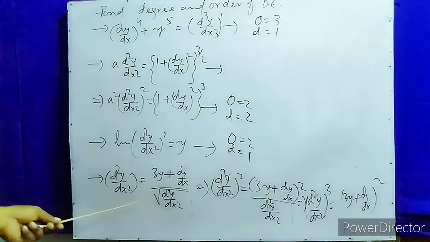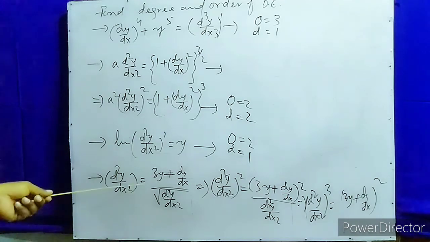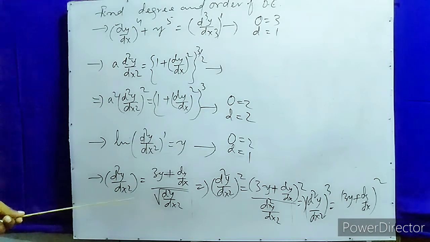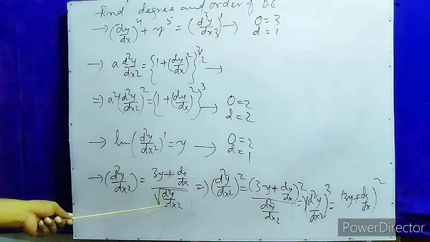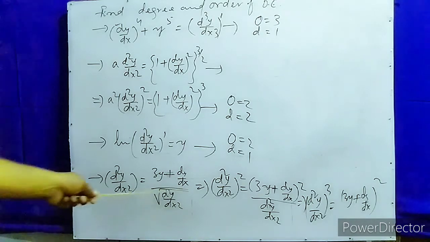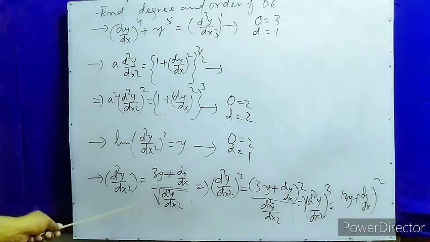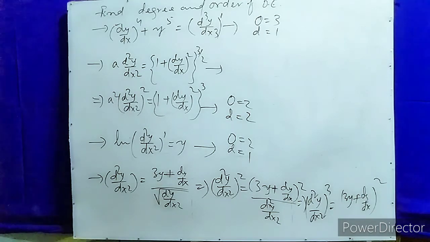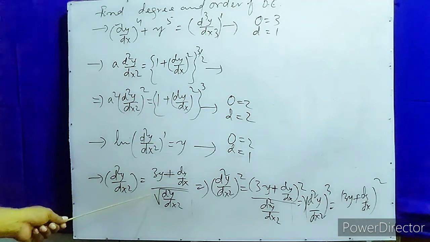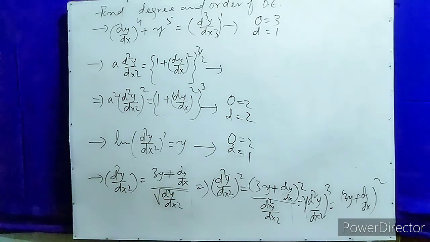But here is the crucial part. Look at the critical point here. What is critical? Here the root means a fractional power of 1 by 2. Squaring both sides, the root will cancel. Likewise the cube root and so on: if it is a cube root, you cube both sides to cancel it. If it is the fourth root, you raise both sides to the fourth power.